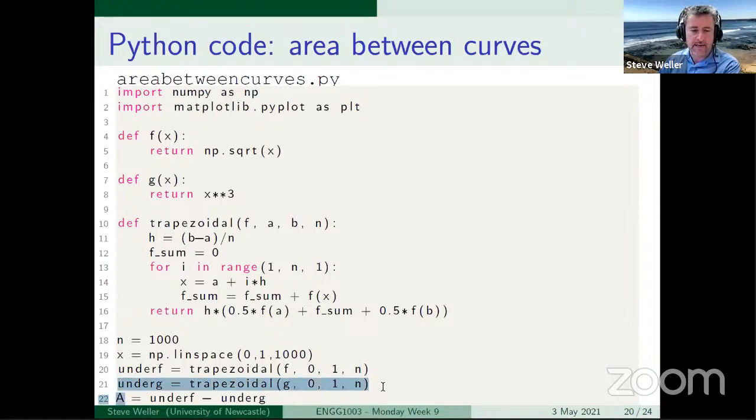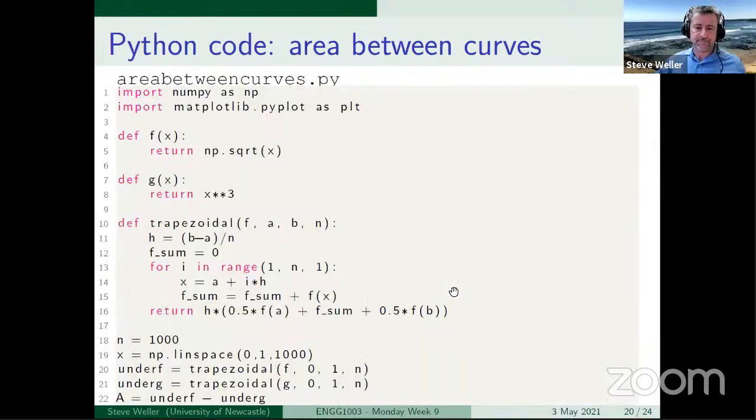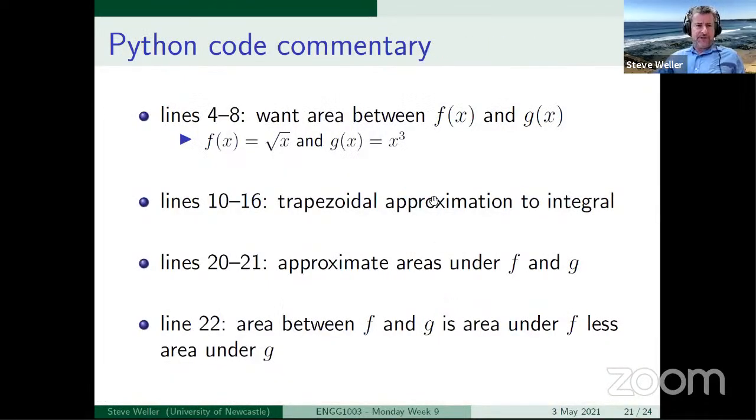And likewise in line 21, we compute an approximation to the area under the function g between limits 0 and 1 using the trapezoidal approximation. And in line 22, this is where the action happens. We compute the area between two curves as being the area under f minus the area under g. And it's that line 22 of the code that corresponds to the mathematical expressions that you see in red and blue on this slide. I think I've pretty much summarized that. You've got the Python code commentary there for future reference. Nothing there I haven't said.